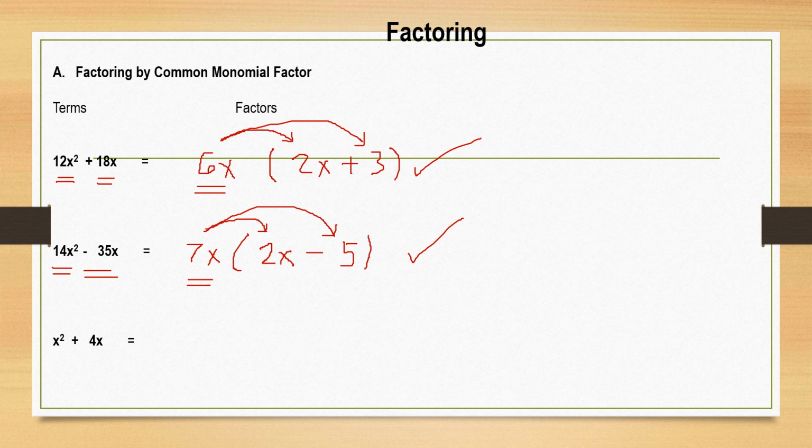Let's have the third one. x squared plus 4x. What is their GCF? Their GCF, or greatest common factor, is simply x. Now, divide the first term by x. x squared divided by x is equal to x. Positive 4x divided by x is equal to positive 4. So, let's check. x times x is equal to x squared. x times 4 is equal to 4x. So, this is correct.